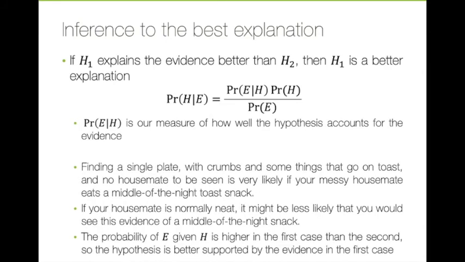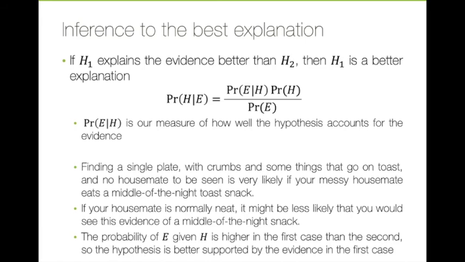If hypothesis 1 explains the evidence better than hypothesis 2, then H1 is a better explanation. The probability of E given H is our measure of how well the hypothesis accounts for the evidence. Since the probability of E given H appears in the denominator, the higher its value is, the higher the probability of H given E. And so the more likely it is that our hypothesis best explains the evidence.